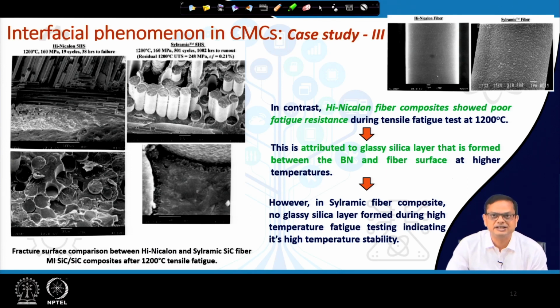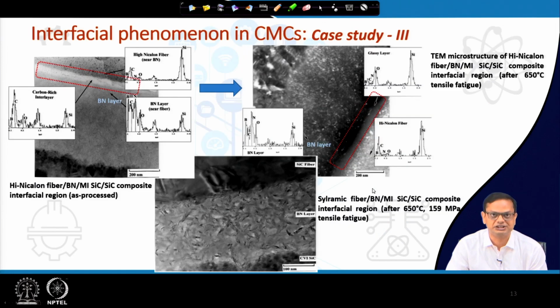Let me show you the TEM images. I think that will give you better information. If you look here, this is initially, before doing the test, the as-processed composite. You can see the boron nitride layer, and on this side you have the silicon carbide fiber. In between, there is a carbon rich interlayer, and it is there because you have used high nickelon fiber, which already has a higher amount of carbon, and that carbon is getting reflected here. So, at the interface of the boron nitride coating and the SiC fiber, there is a thin layer of carbon.